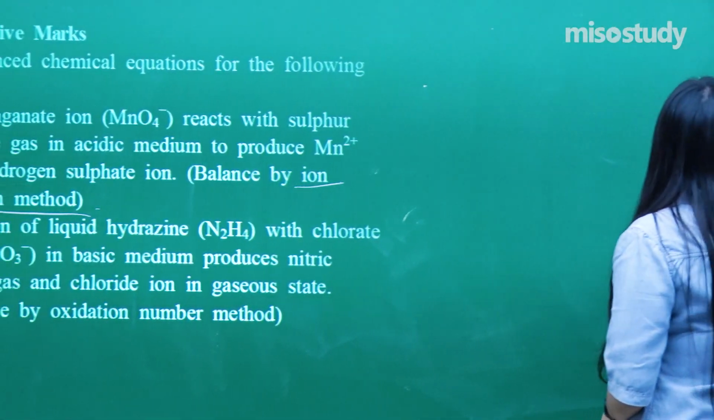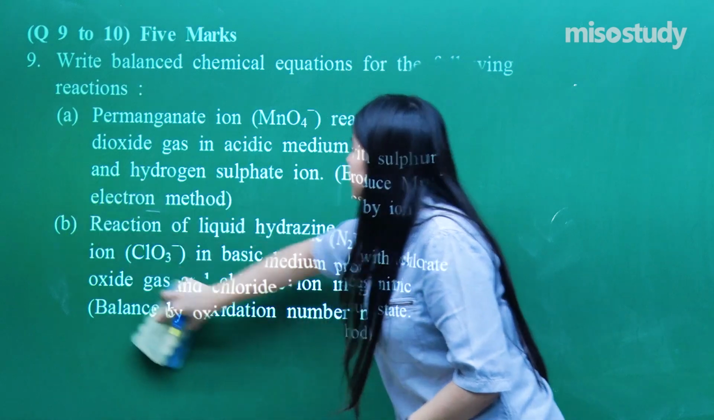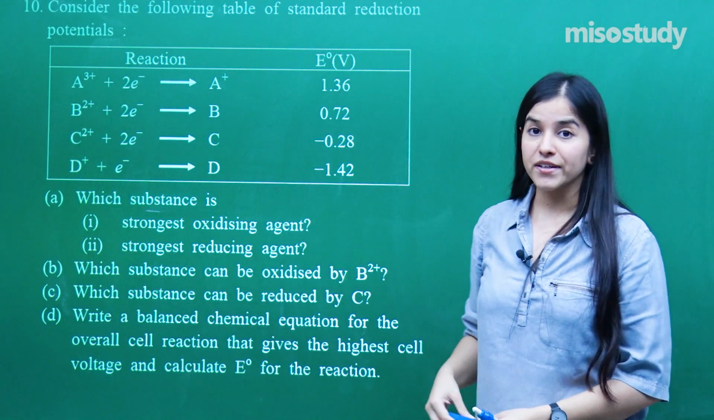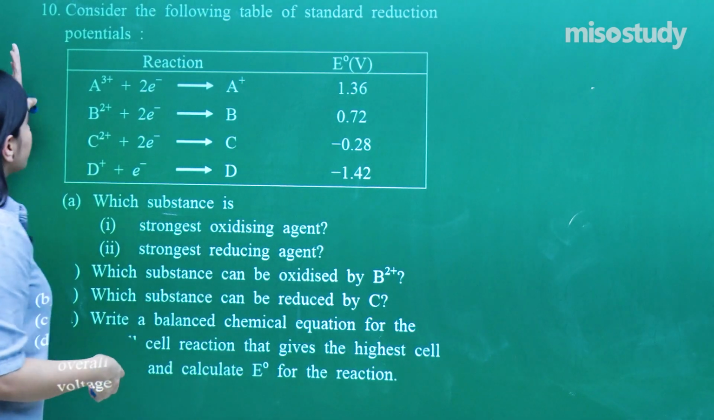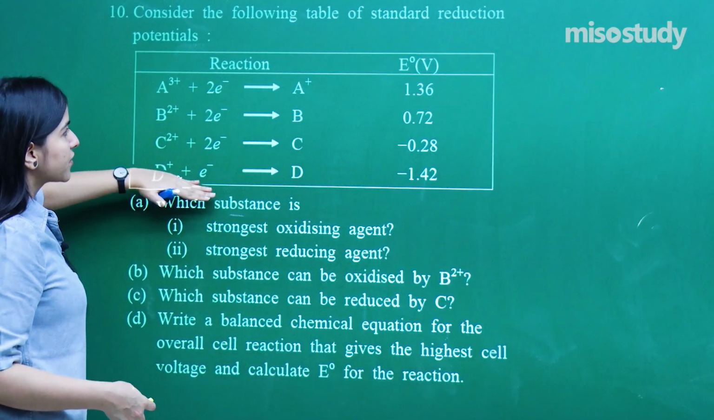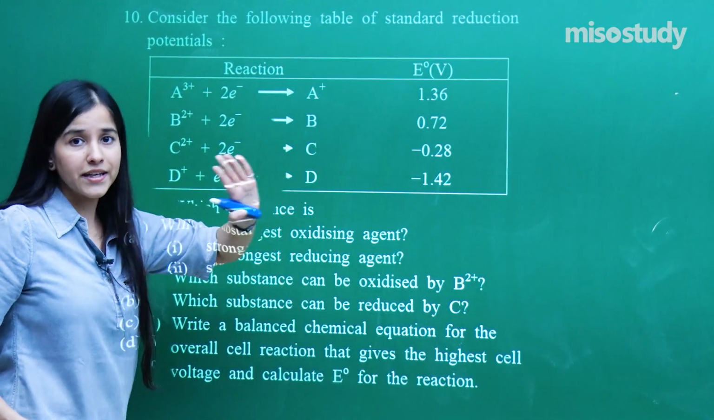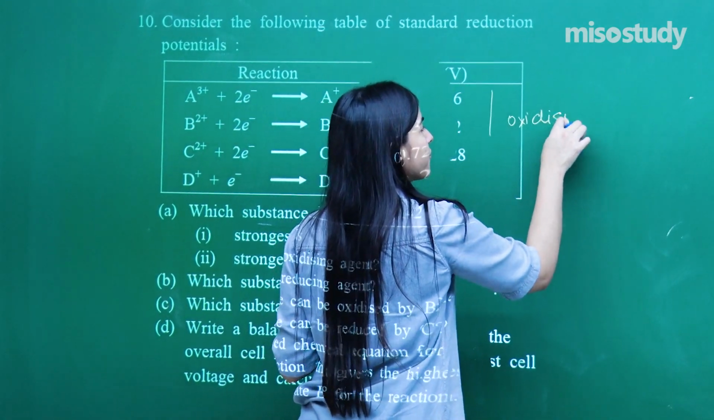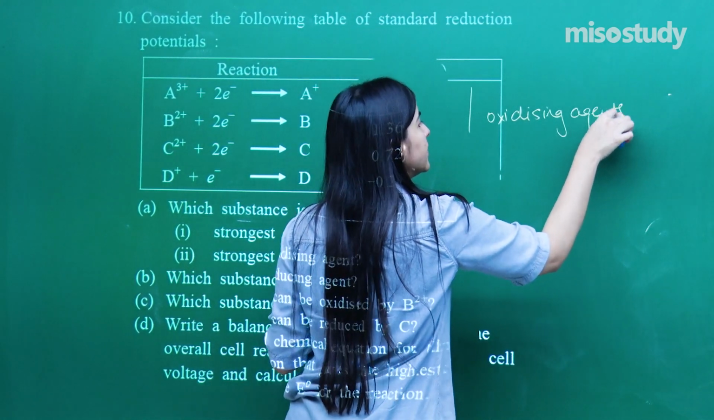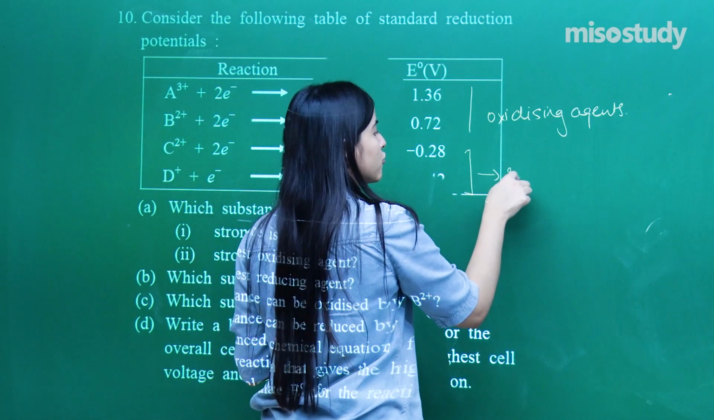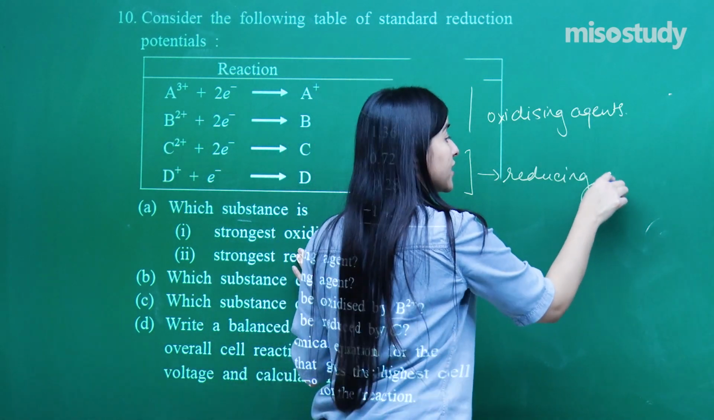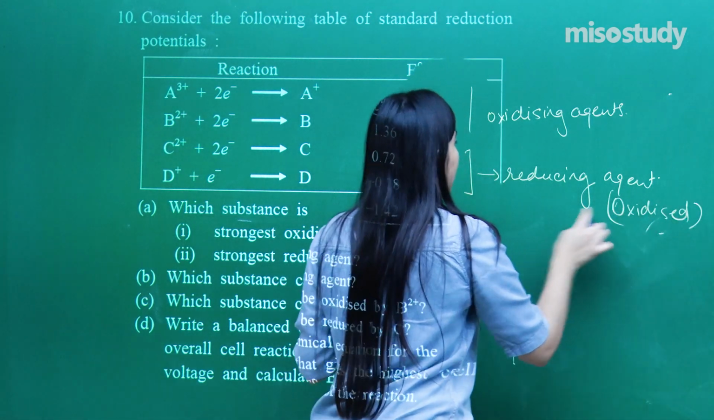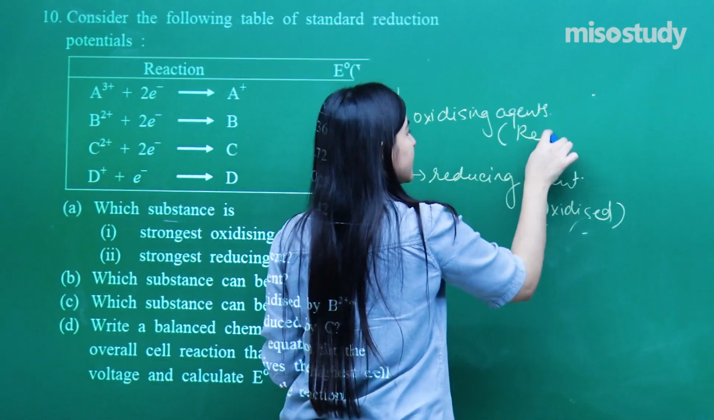Okay. Now, let's move on further to question number 10, the last one. Consider the following table. It's a very interesting question. See here. These are the reactions which are given, and E0 values are given. You need to study the E0 values. As I told you, the ones which are positive are good oxidizing agents, right? And the ones with negative are good reducing agents. Reducing agent means itself getting oxidized, and oxidizing agent means itself getting reduced, right?